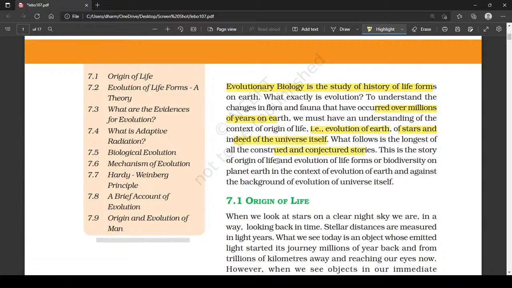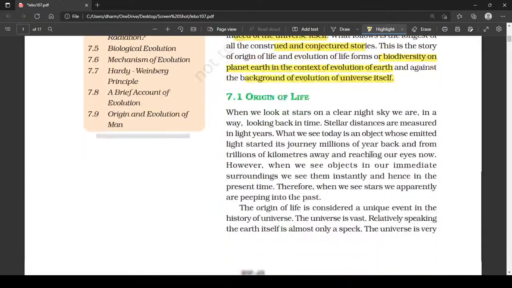This is a story of not only the evolution of life, but also the biodiversity on the planet, in the context of the evolution of Earth, and against the background of the evolution of the universe itself.